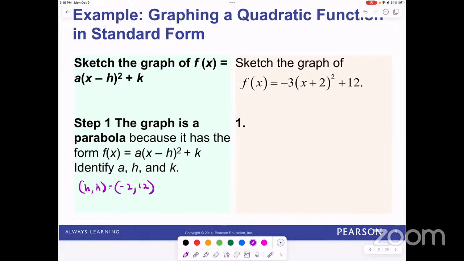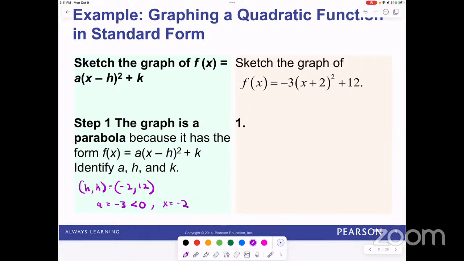Our a, which is our leading coefficient, is -3. Notice that that's less than 0, so that means our parabola opens downward. And then we have the equation of the axis of the parabola, which is going to be x equals -2. So if our vertex is -2, 12, that puts us in quadrant 2. And then the parabola opens downward, so it looks like we're focused on quadrants 2 and 3.